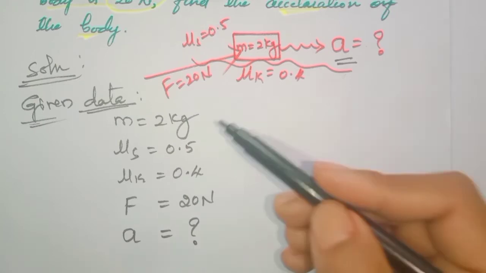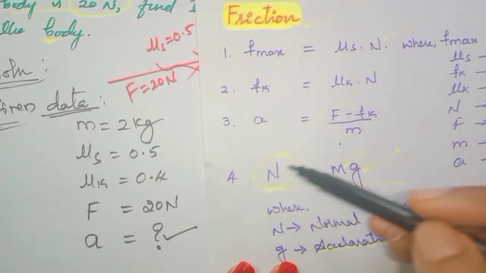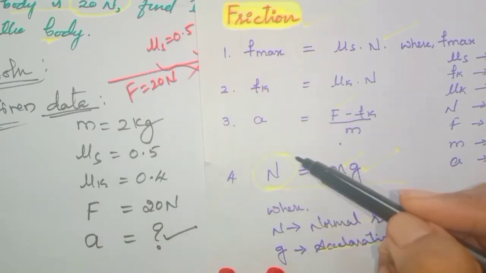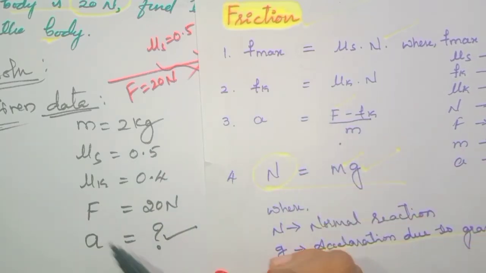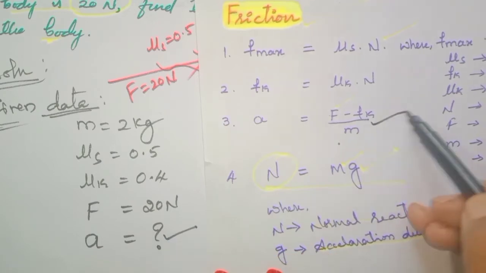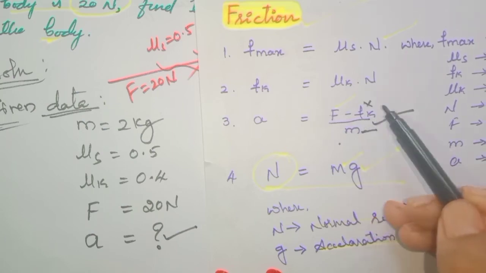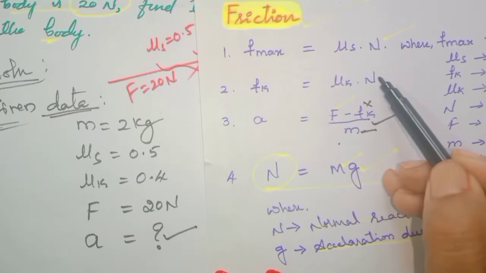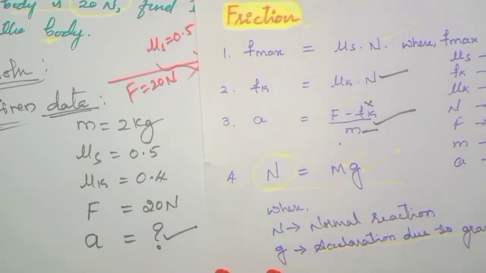Based on this data, what do you need to calculate? Acceleration, right? Then which formula will you use? If you have the list of formulas like this, compare the data with the list and use the proper formula. As we need to calculate the acceleration, we can use this formula, A is equal to F minus Fk divided by M. They have given M, but Fk they have not given, so we will calculate Fk using the formula mu k into N. So let's use these two formulas and calculate the acceleration now.